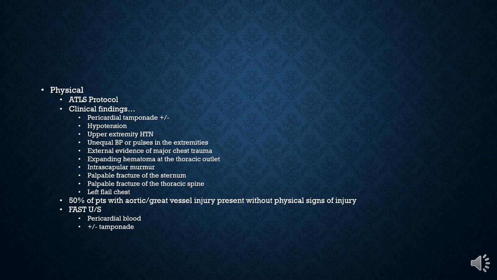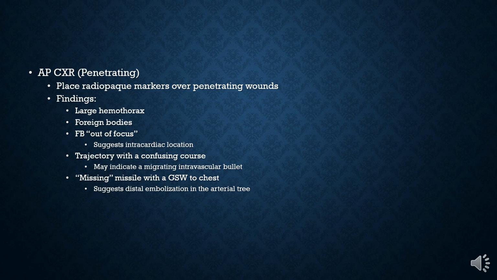FAST ultrasound: pericardial blood, plus or minus tamponade. AP chest X-ray: place a radiopaque marker over the penetrating wound. Findings: large hemothorax; foreign bodies out of focus suggest intracardiac location. Trajectory with confusing course may indicate a migrating intravascular bullet. A missing missile with a GSW to the chest suggests embolization in the arterial tree, distal embolization in the arterial tree.